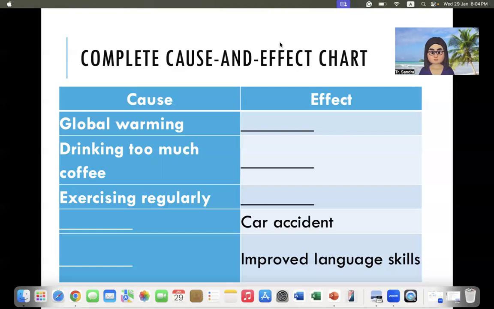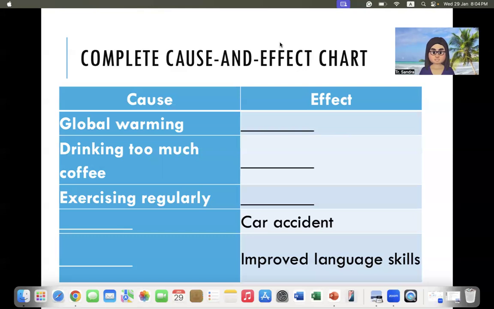Because if we drink too much coffee, we suffer from nervousness, right? Because of caffeine like this, right? Caffeine overdose, teacher. Yes, of course. Okay, and what else? The effect of drinking too much coffee can increase the heart rate. Yeah, of course. Thank you so much for your answer. So what about if we exercise regularly?